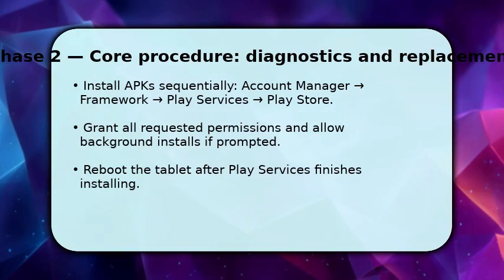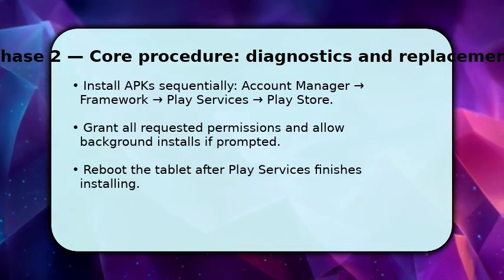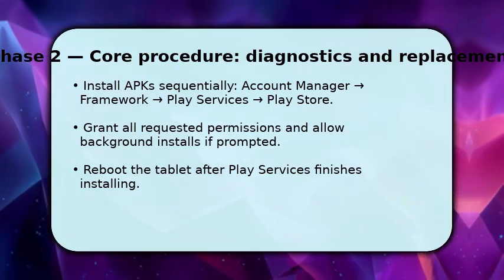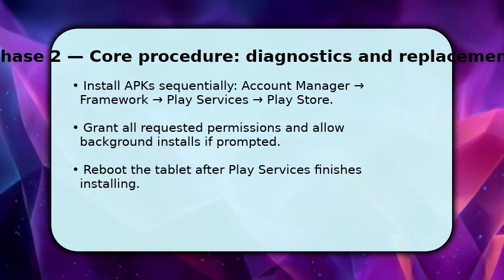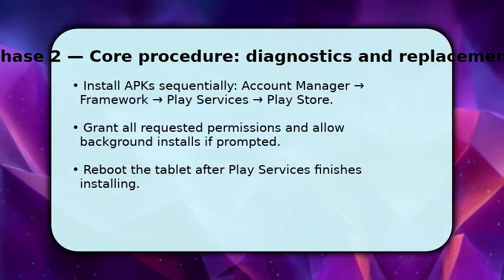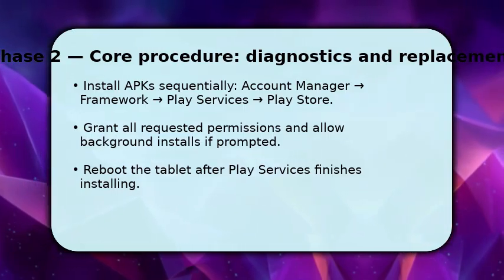Begin installing the files you downloaded, one by one in the exact order. Google Account Manager first, then Google Services Framework, followed by Google Play Services, and finish with Google Play Store. Make sure to tap Install after each APK completes downloading and allow any permission dialogues. Play Services may request background activity, permit that.